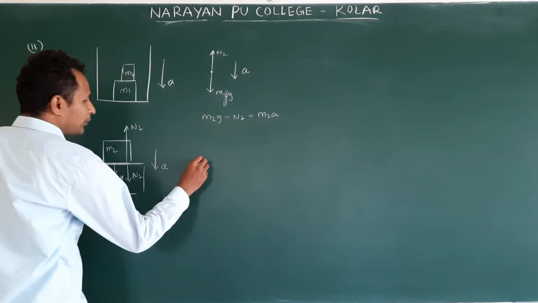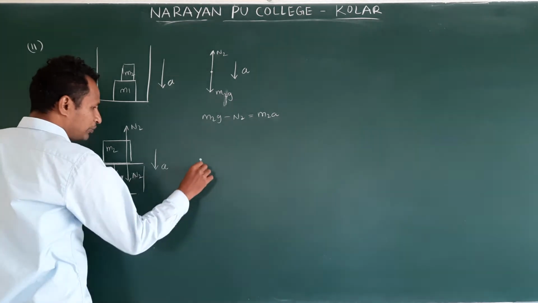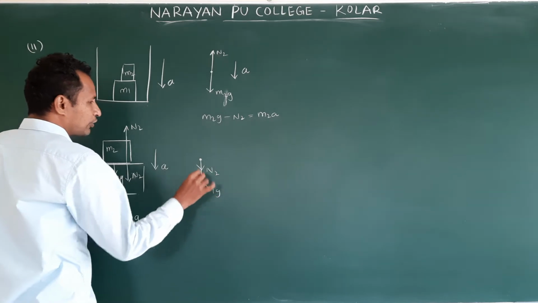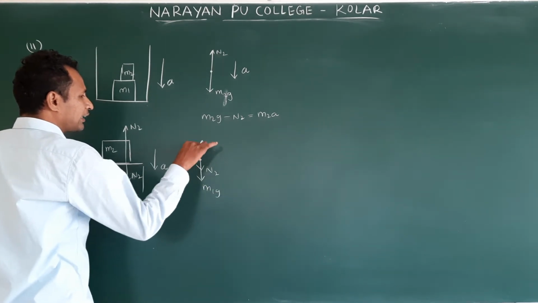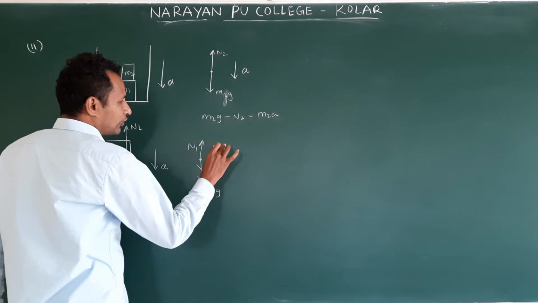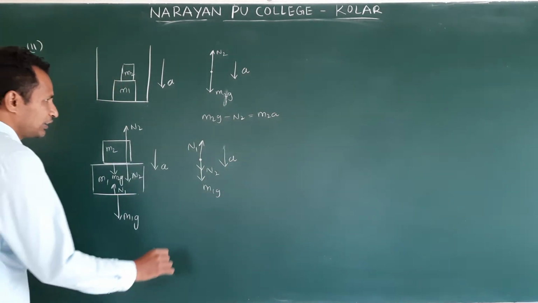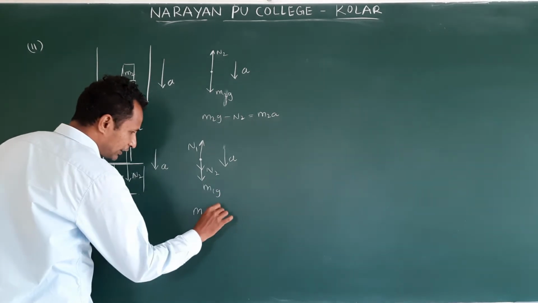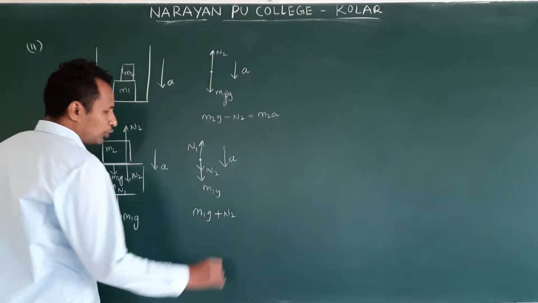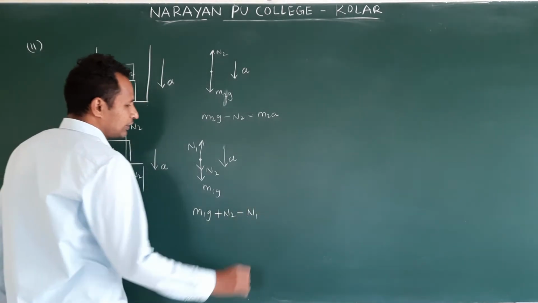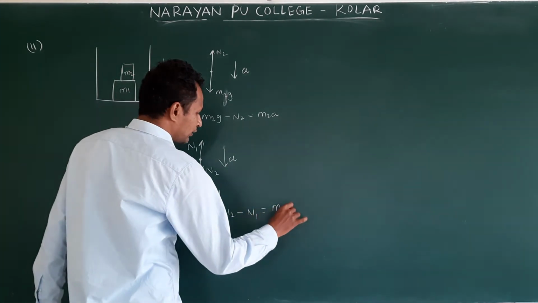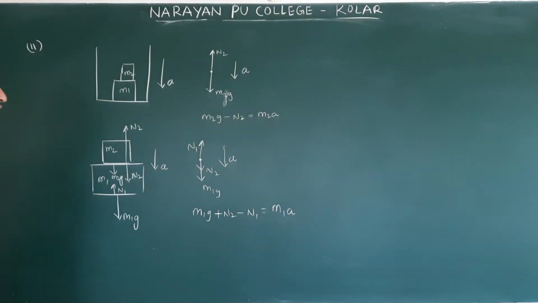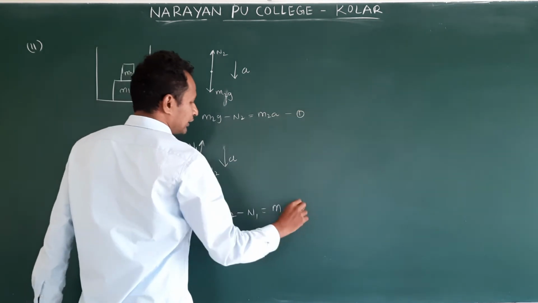Now second object, free body diagram. M1g acts downwards, and N2 acts downwards, N1 acting upwards, accelerating downwards. And how do we write this? M1g, both are acting downwards, M1g plus N2 minus N1 is equal to M1a. Clear? This is equation 1, and this is equation 2.